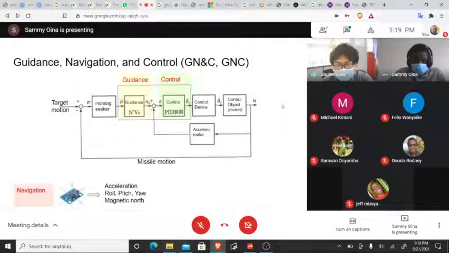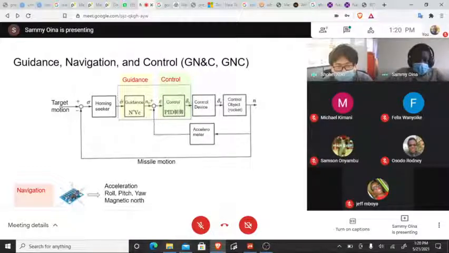Before going to the content, let me talk about the difference between guidance, navigation, and control. Even though there is no specific definition, the book I was reading mentioned the difference. Let me start with navigation. Navigation is basically getting the attitude and the position, for example X, Y, Z, and also the angular rates, like roll, pitch, and yaw, using the IMU. This is called navigation.